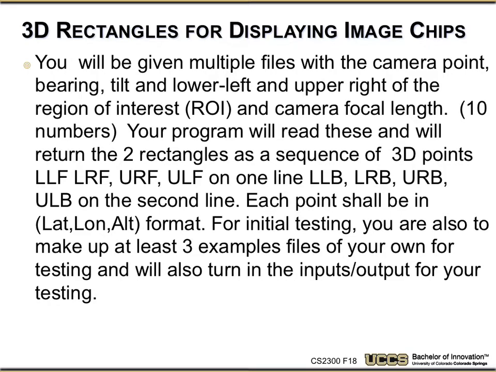I will give you the specification of what that file will look like. In this case, it's actually on here, right? You're going to be given 10 numbers. Actually, I think it's now 12, but the camera point, which is 3 numbers, the bearing, the tilt, the lower left and upper right of the region of interest. The camera focal length and the camera chip area will actually be a constant, so that's not actually given to you in the file. That's why I forgot about it here. And so those are the 10 numbers in those orders. You can assume they're all going to be floats, because they all will be floats. And then using that information, you can do the geometry and the linear algebra to find those intersection points.